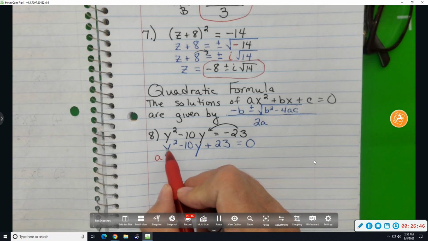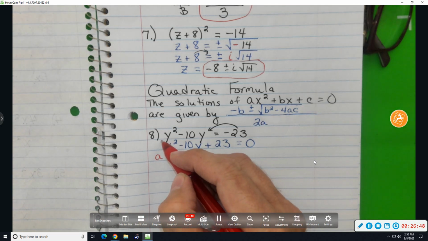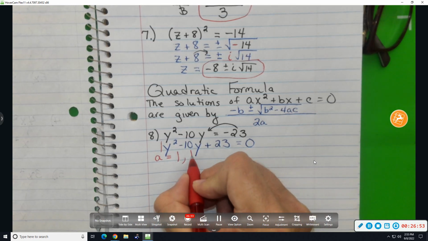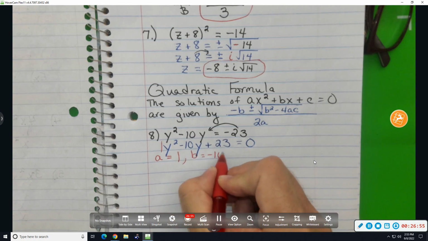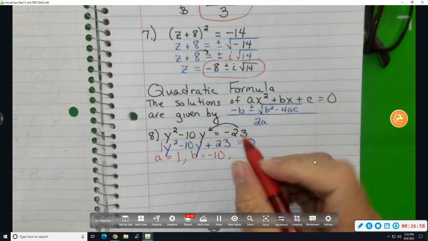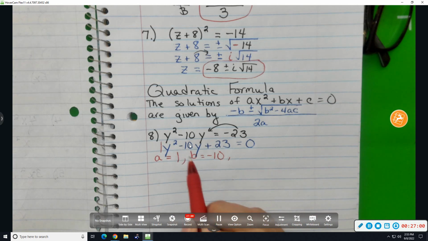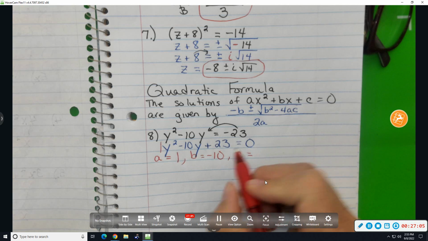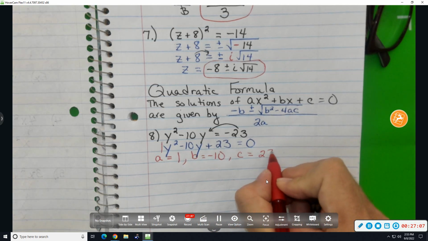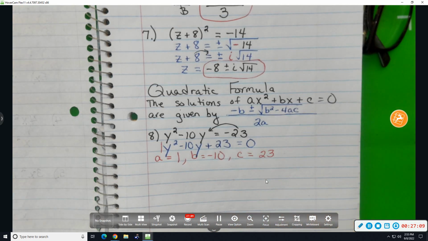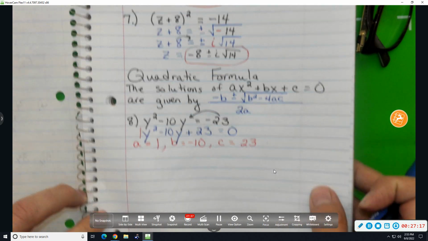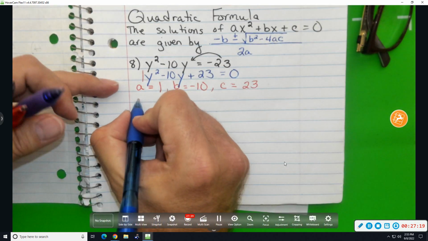If there's not a number in front of a variable, what do we assume is there? A 1. So a is 1. b is negative 10. Take the sign, that minus becomes the sign on 10. So negative 10. And then c is positive 23. I'll write down the formula, even though it's right here staring us in the face. I like to just write it down every time.